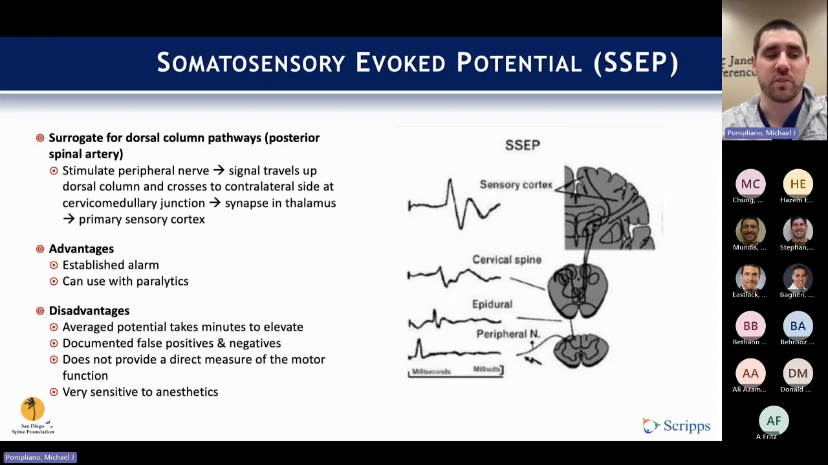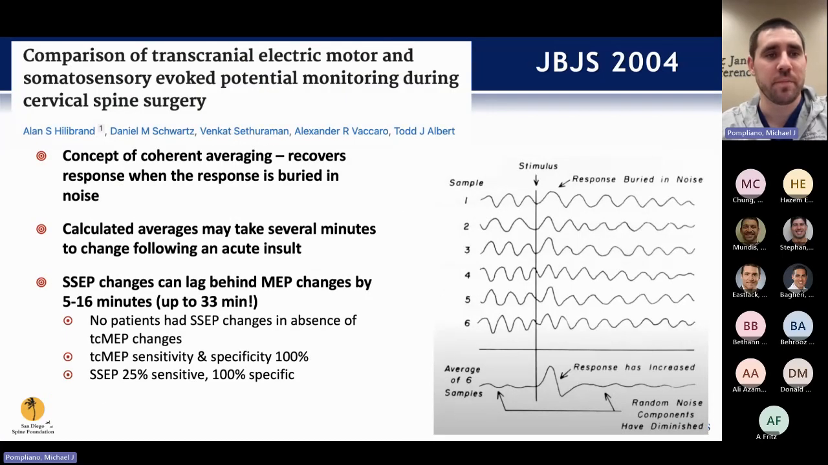Unfortunately, there are some significant disadvantages though. It's an average of multiple potentials, usually about 300 to 500. So it can take minutes to elevate and is not as accurate as some of the other modalities with respect to chronologic time. There's also a high documented false positive and negative rate depending on which study and which application you look at. And it doesn't necessarily provide a direct measure of the motor function. It's also very sensitive to anesthetics at times, in particular the anesthetic gases compared to IV anesthetics.